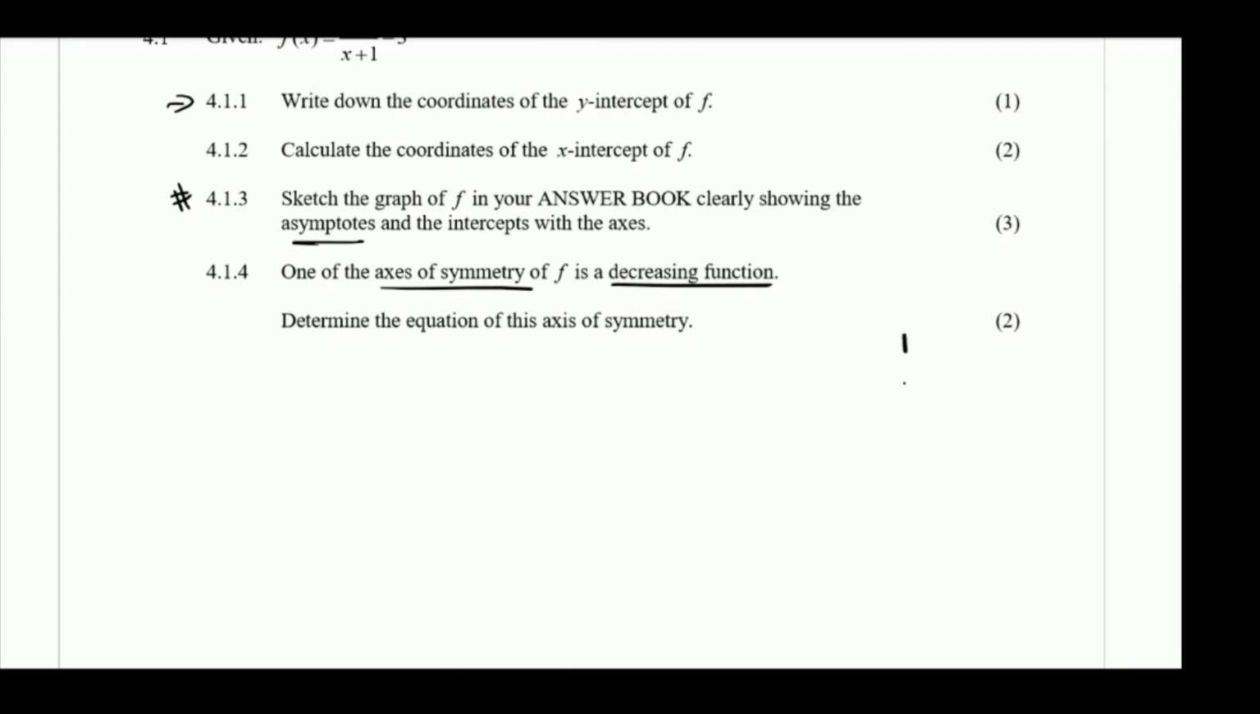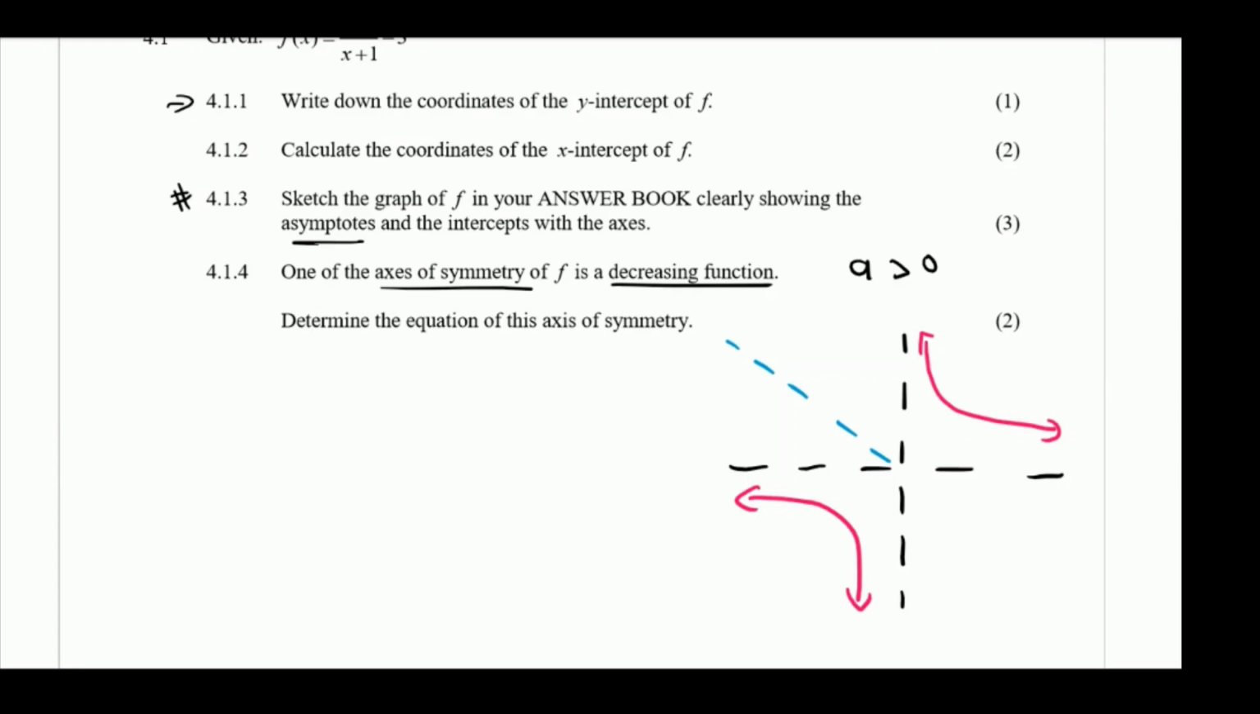So if you draw your asymptotes, let's say these are the asymptotes for a graph of a hyperbola where a is greater than 0, meaning this graph will lie in the first quadrant of the asymptotes and the third quadrant of the asymptotes. So your axes of symmetry are always passing through your asymptotes, always. So this is the positive axis of symmetry. Positive, meaning the gradient is equal to 1.